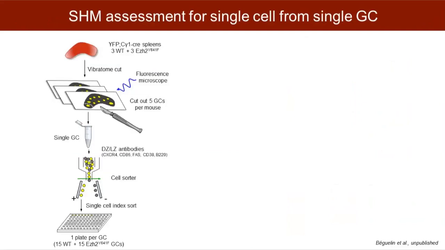Finally, we evaluated the clonality at a genomic and single cell level. For this, we vibratome cut 3 wild type and 3 mutant EZH2 YFP fresh spleens. We manually cut off individual germinal centers that were identified by fluorescent microscopy. And each germinal center was stained with dark zone and light zone germinal center B cell markers, and single cell index sorted into 96-well plates.